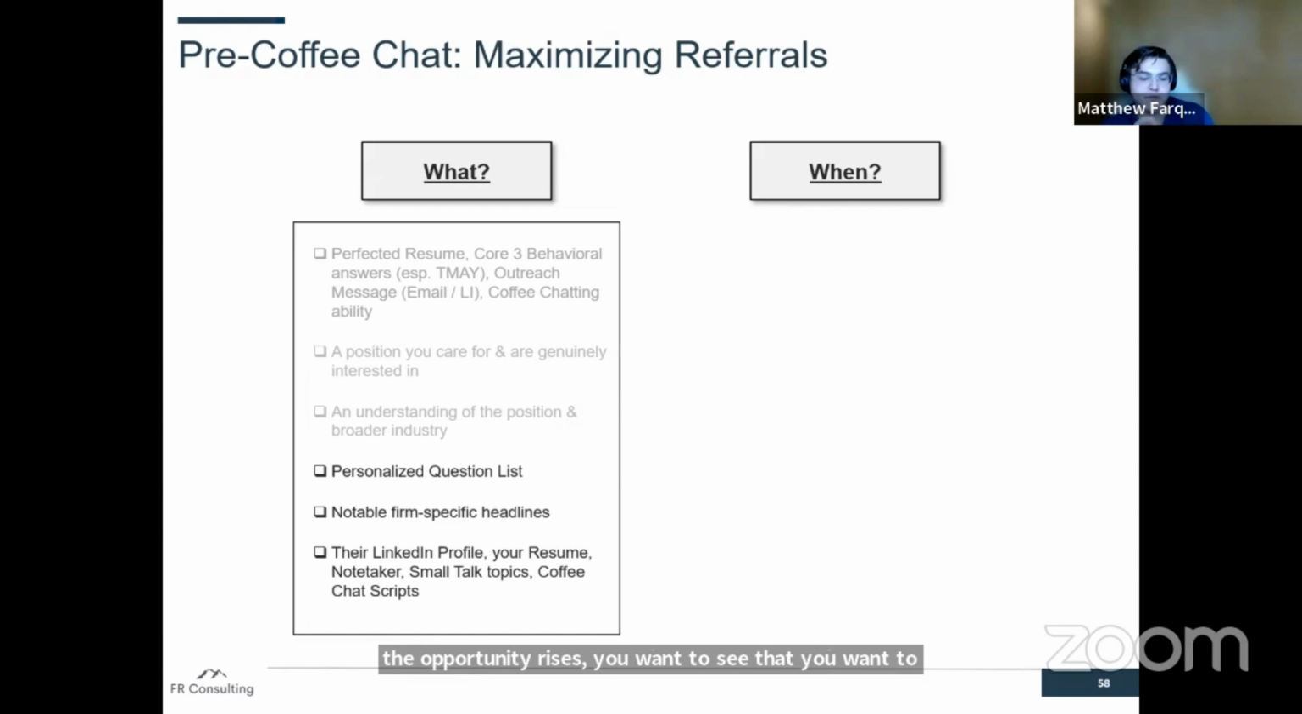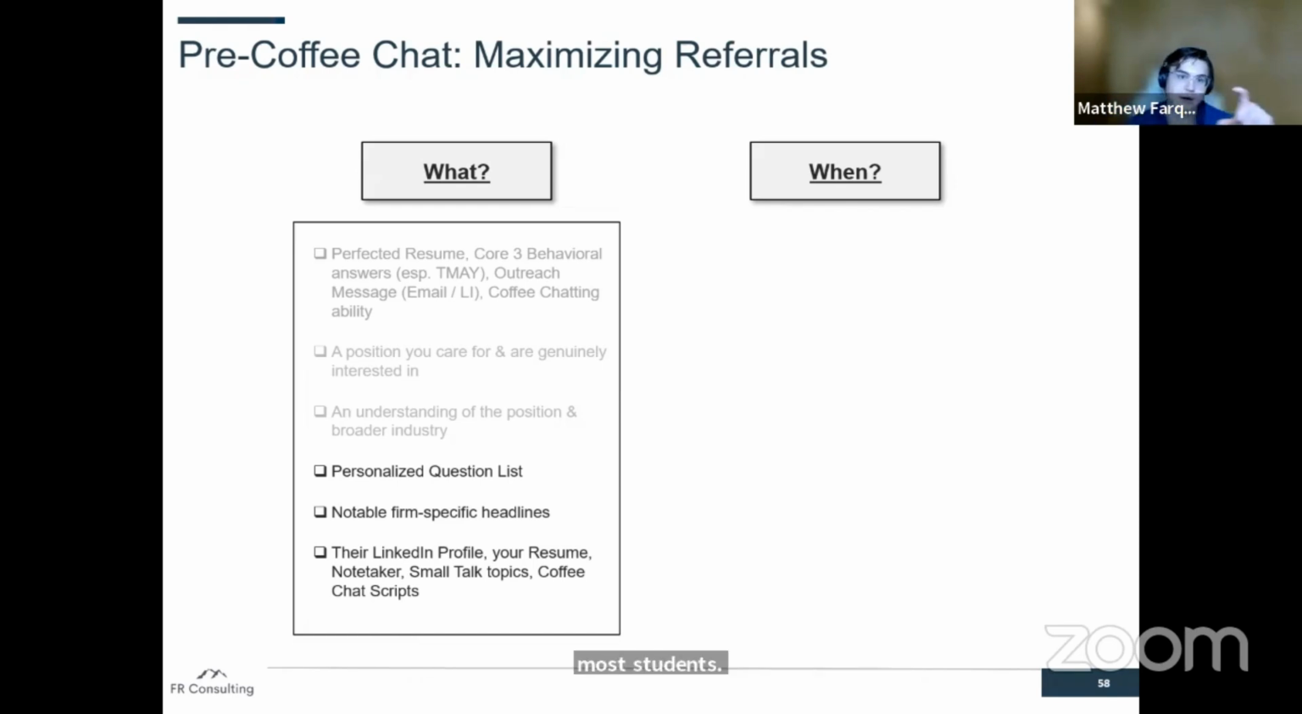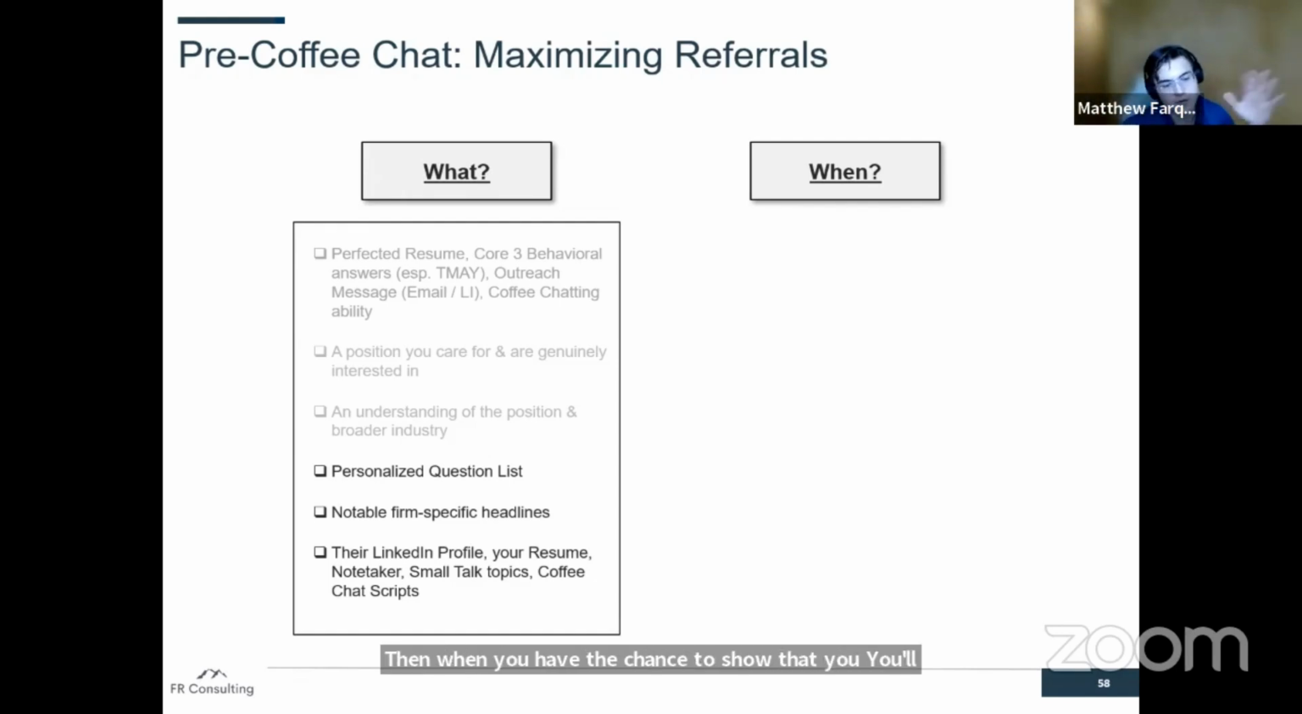Because if you think about it, if most students don't personalize questions and don't spend as much time prepping as you do, then when you have the chance to show that you prepped, you'll stand out. So any background, any notable stuff on the firm will be helpful, like their profile, all that stuff.